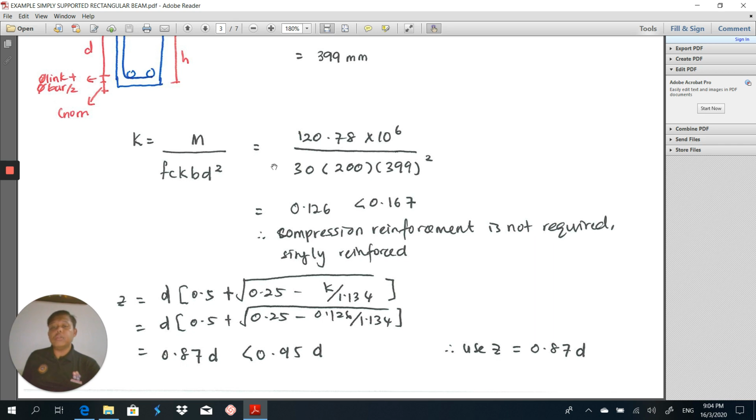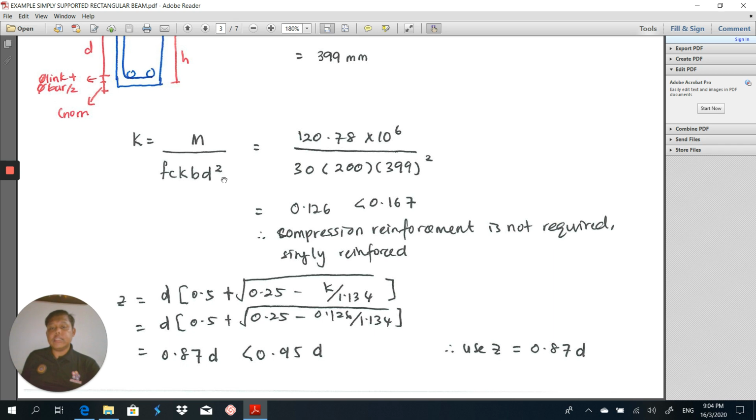Therefore, K is equal to 120.78 times 10 to the power of 6 over 30 times 200 times 399 squared. We get this answer, 0.126, which is less than 0.167. And the conclusion here: compression reinforcement is not required. The beam is considered as singly reinforced.